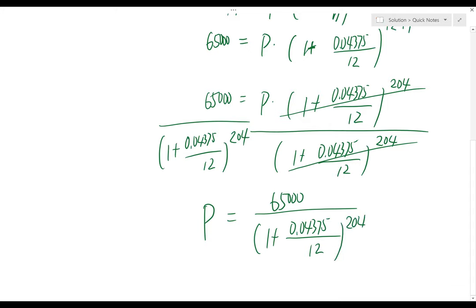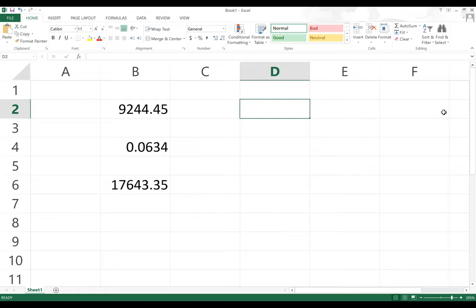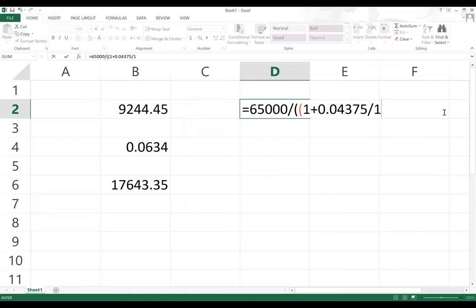Okay, and I'm gonna quickly show you how to do this in Excel. So we get 65,000. That's the numerator, and divide by the denominator. Put in the parentheses first. Okay, and then we divide by open parenthesis for the denominator: 1 plus 0.04375 divided by 12, and raised to 204th power. And once you do that, close parentheses. And this is the complete input.